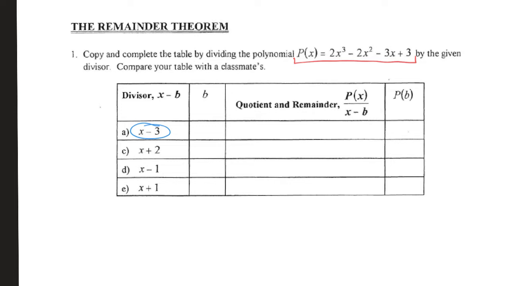Then you're going to divide it by x plus 2. You're going to divide the original p of x by that, so it's like we're resetting every single time. Then you're going to take p of x and divide it by x minus 1. And then finally, you're going to take p of x and divide it by x plus 1.